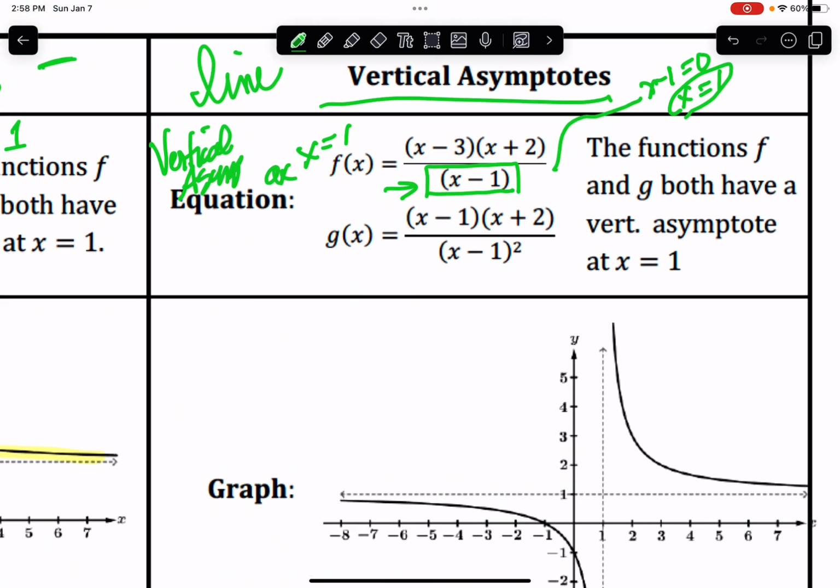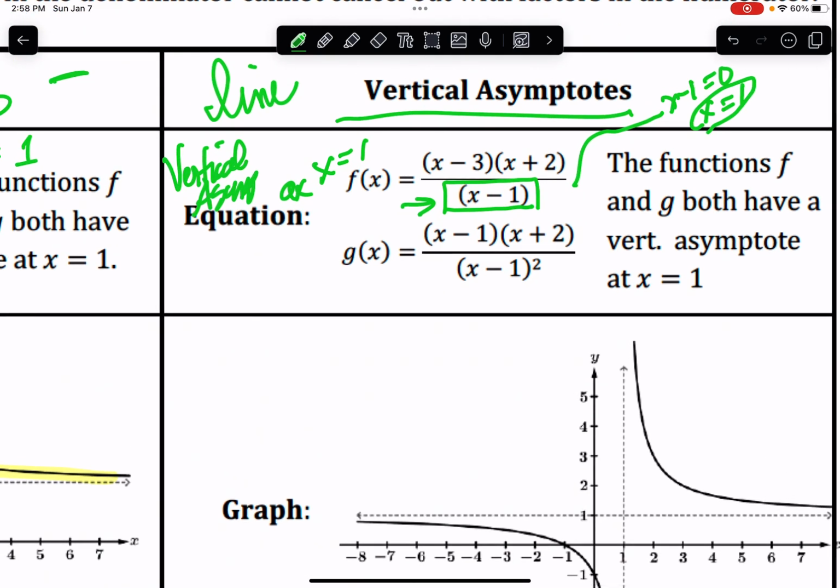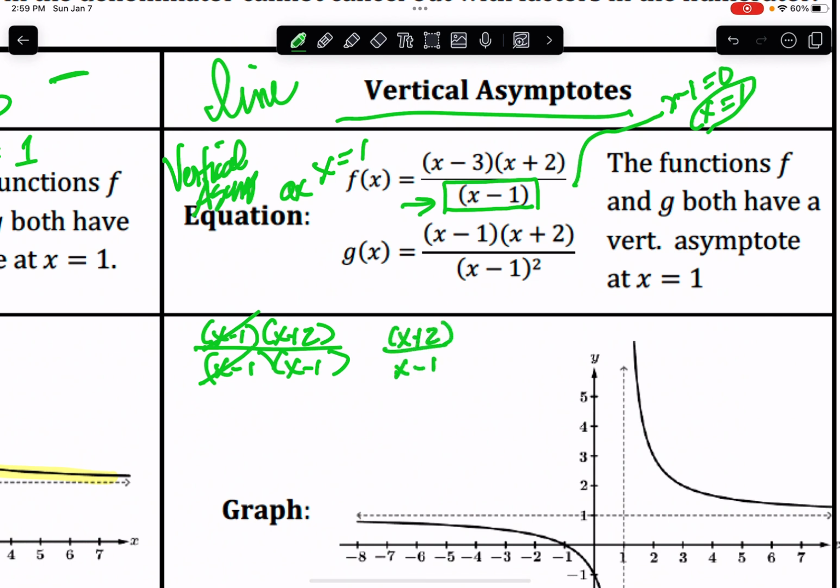And now for this one, you have x minus 1 and x plus 2 over x minus 1 times x minus 1. Now you can cross that out and you get a hole, but you're also left though with x plus 2 over x minus 1.